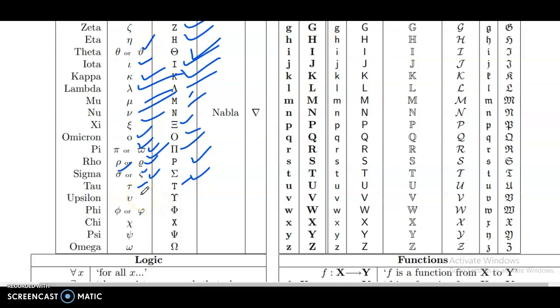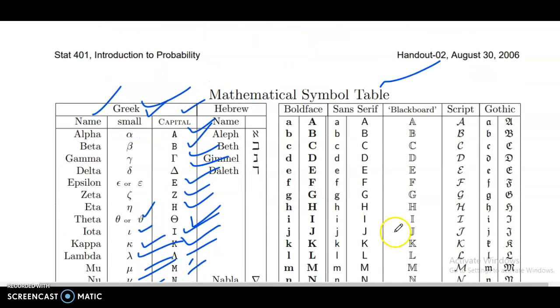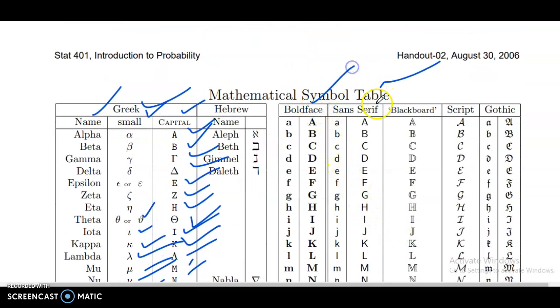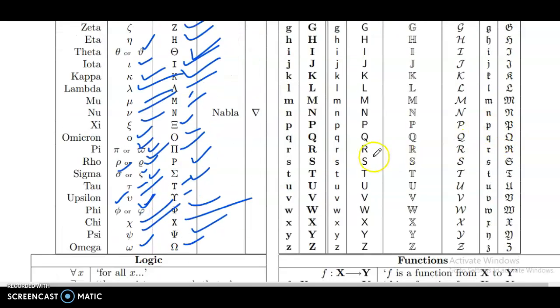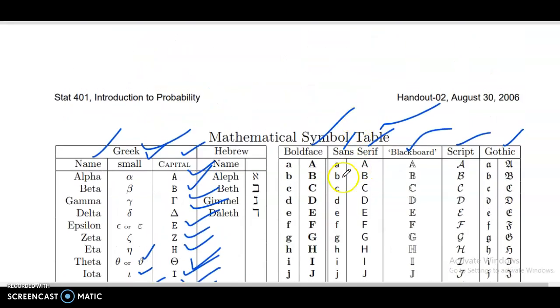Lowercase epsilon, pi, psi, omega, like W. Then the styles: boldface, sans serif, blackboard, script, and so on. Here is the set.